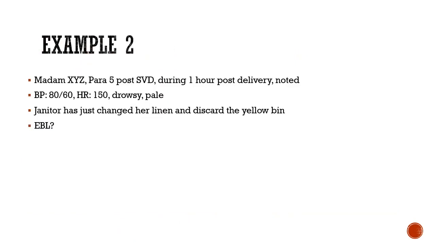All right. Next, if you have a patient, she's a para 5 post SVD, during 1 hour post delivery, you noted that the BP is 80/60, heart rate is 150, she's drowsy, she's pale, and the janitor has just come and changed the linen and discarded all the yellow bin. So how are you going to know how much is the blood loss? All right, so I have told you, this is class 4 hypovolemic shock already, because she's hypotensive, she's tachycardic, she's drowsy, she's pale. So at least more than 2 liters of blood loss already. You no need to go and dig the yellow bin again to count one by one. That is why you need to know all 3 methods of estimating blood loss.